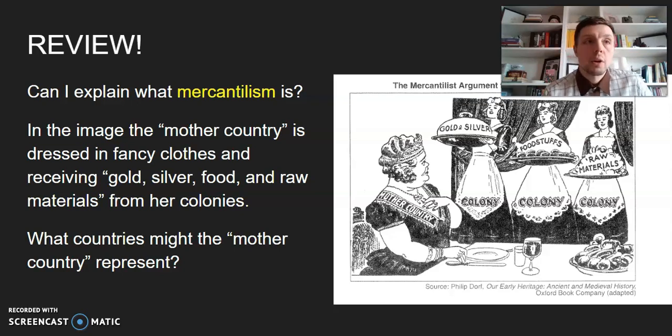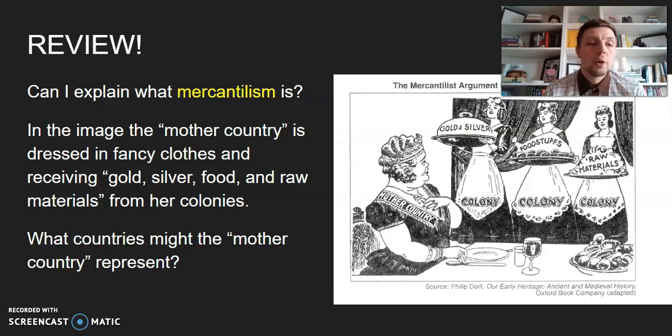I want to go over a concept we were talking about before school was abruptly ended. Ask yourself, can you explain what mercantilism is? In the image that you see on the screen, you can see a woman who's dressed obviously very wealthy. She has a crown, and on her she has a sash that says Mother Country. She's receiving gold, silver, foodstuffs, and raw materials from 3 maids or attendants who have colony written on their dresses.